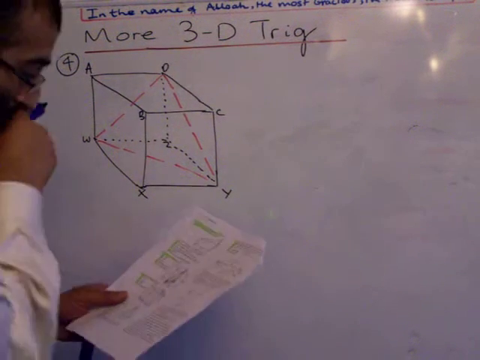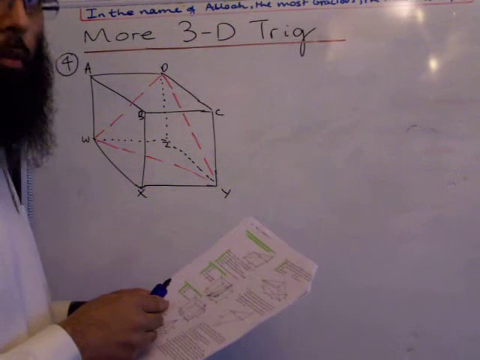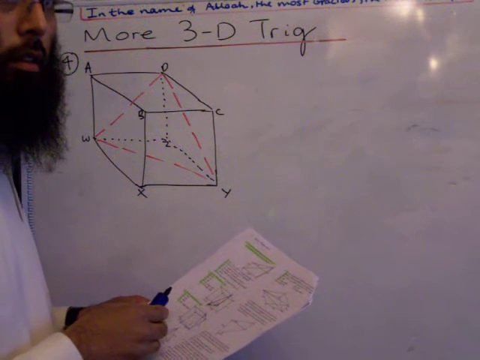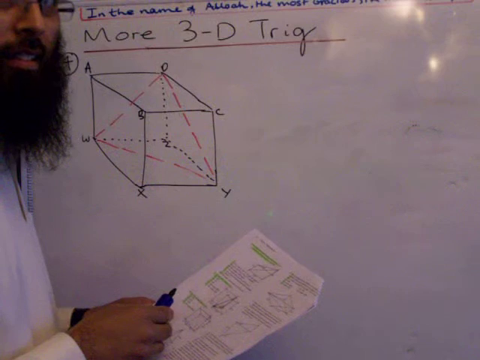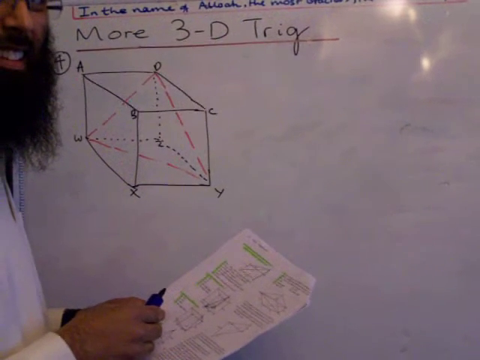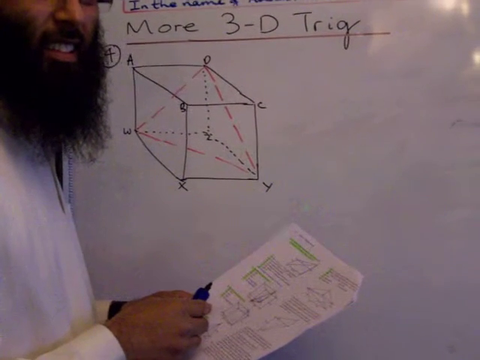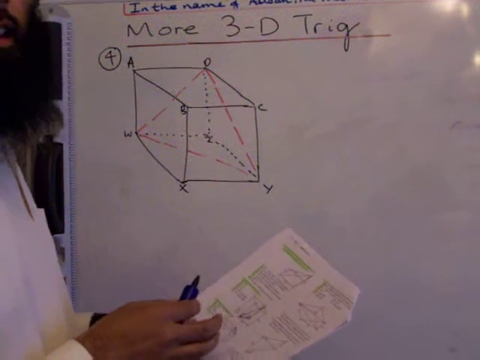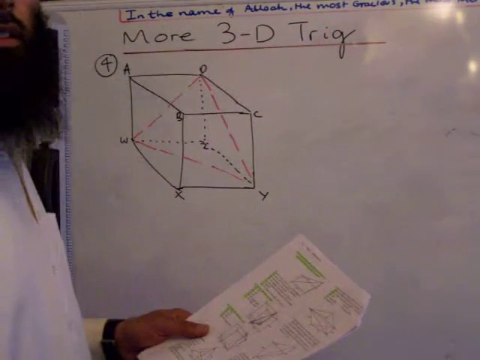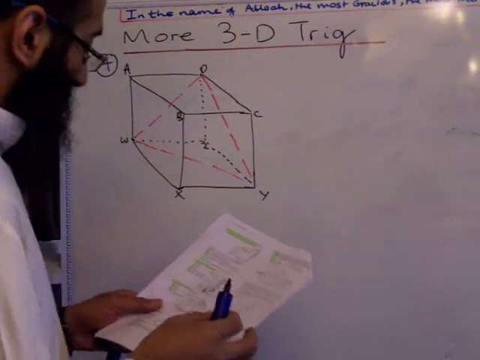Right. Okay. Question number 4, can you see me? No? Okay. This one, this one. Okay. Lovely.